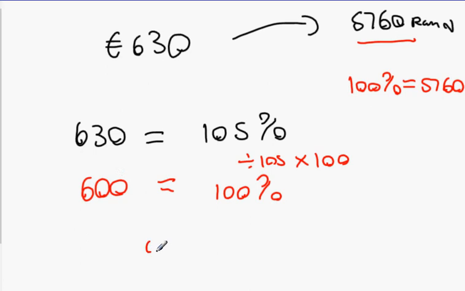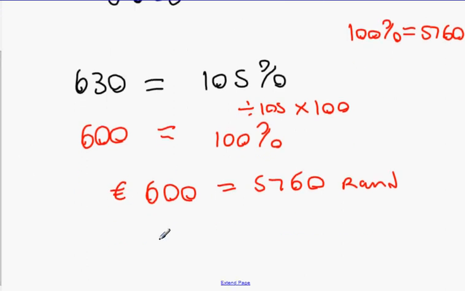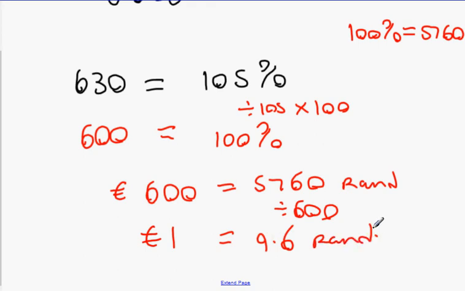600 euro is the same thing as 5,760 rand. Okay? How do I find out what the conversion rate is? Can anybody tell me? Divide by. How do I find out what €1 is? If 600 euro is this much, how do I find out what €1 is? Divide by 600. And when you divide it by 600, you get, anybody? Which is, in decimals? 9.6. €1 gets you 9.6 rand.